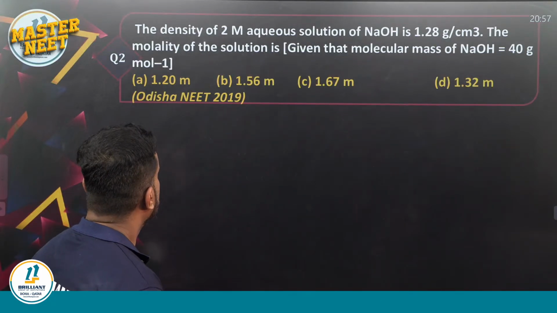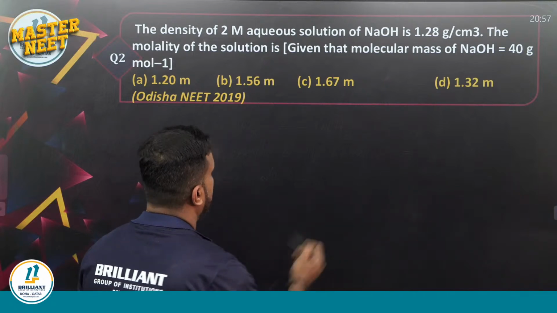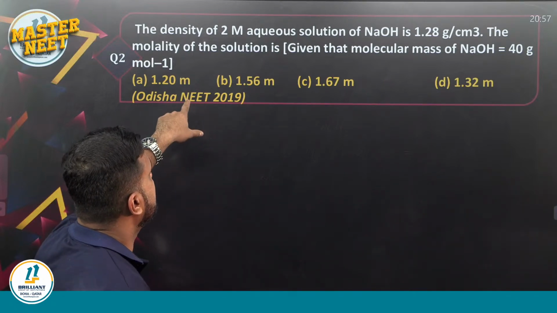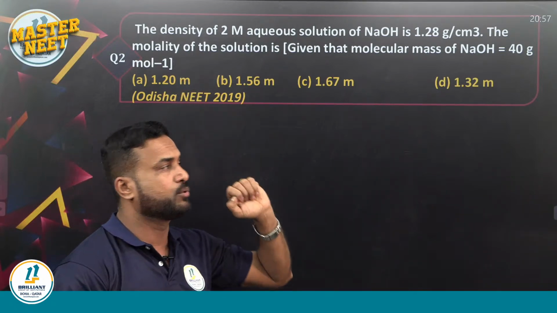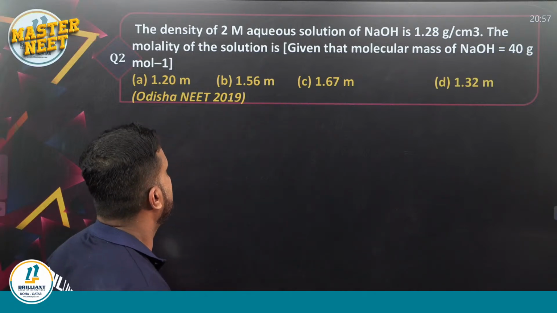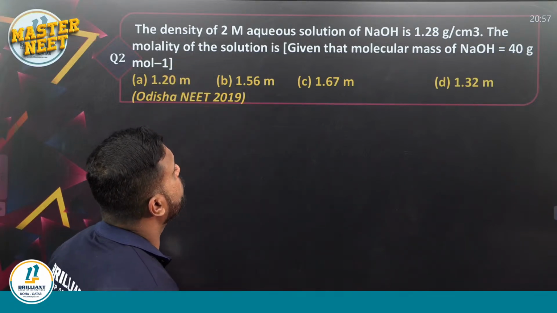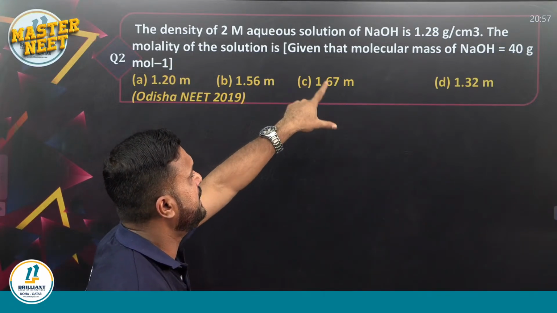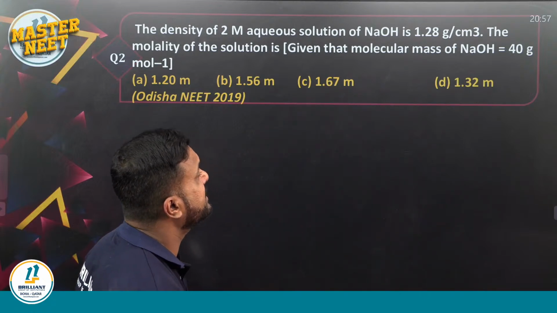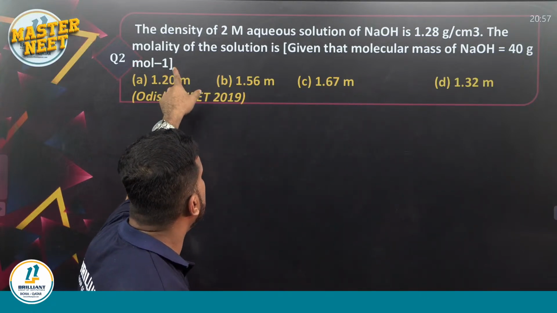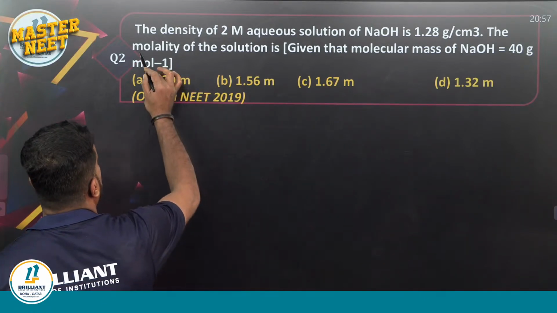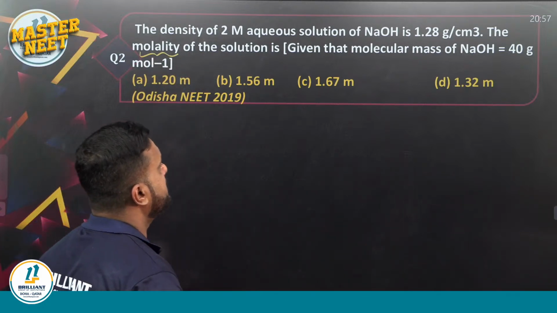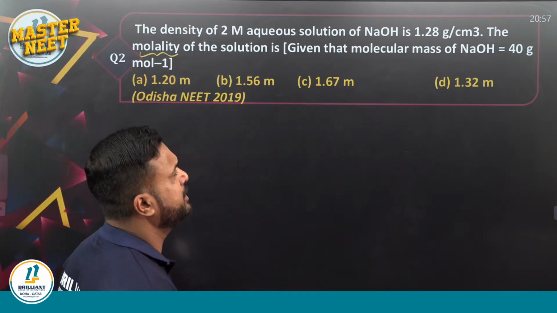Question number 2. Another density-based question, again a previous year NEET question. The density of 2 molar aqueous solution of NaOH is 1.28 gram per centimeter cube. They are asking to calculate the molality of the solution, given the molecular mass of NaOH.